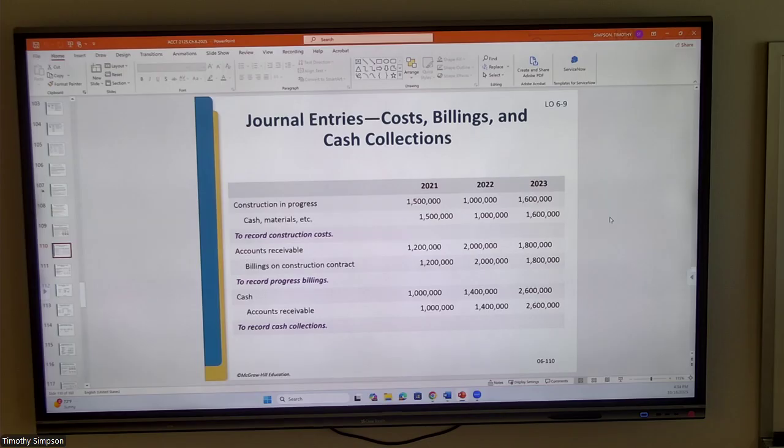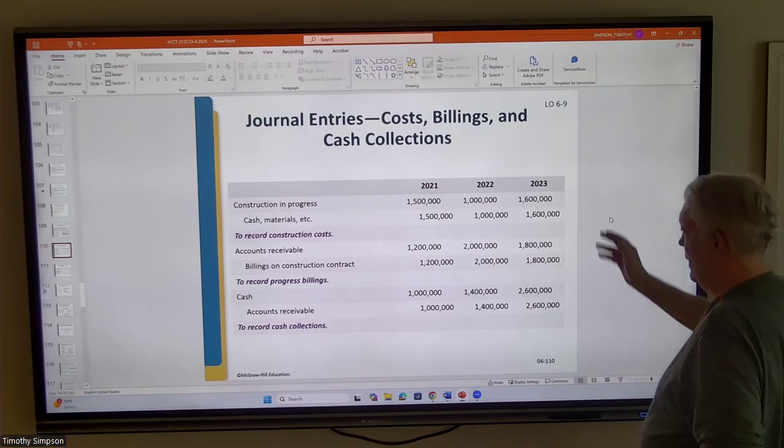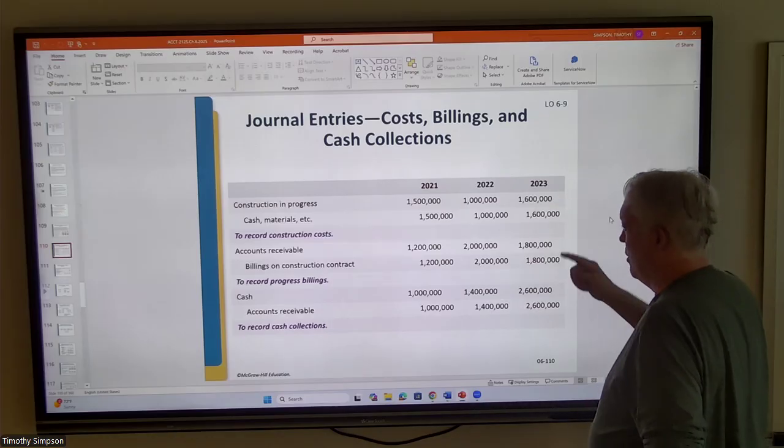And so as a result, construction in progress is a not yet completed asset. But it is an asset nonetheless, so it's a debit balance account, okay? And then the expenditures are in credit balance for cash, materials, and all that. Again, these are not individual transactions. These are accumulated, sort of aggregate transactions to record those costs.